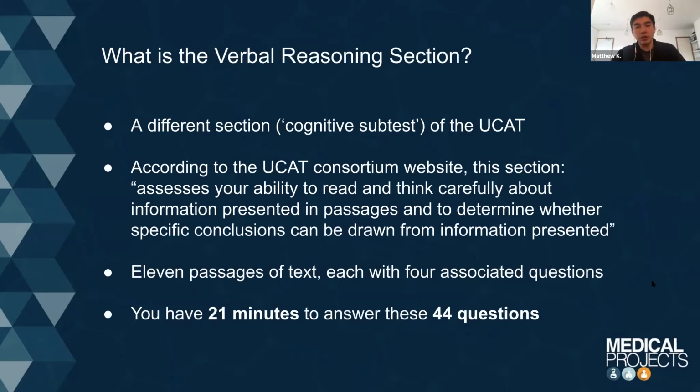So moving on to the verbal reasoning section. So what is it? It's another section of these 4 cognitive subtests of the UCAT. It's also graded on a scale from 300 to 900, like the abstract reasoning section. And according to the UCAT Consortium website, this section assesses your ability to read and think carefully about information presented in passages, and to determine whether specific conclusions can be drawn from information presented.